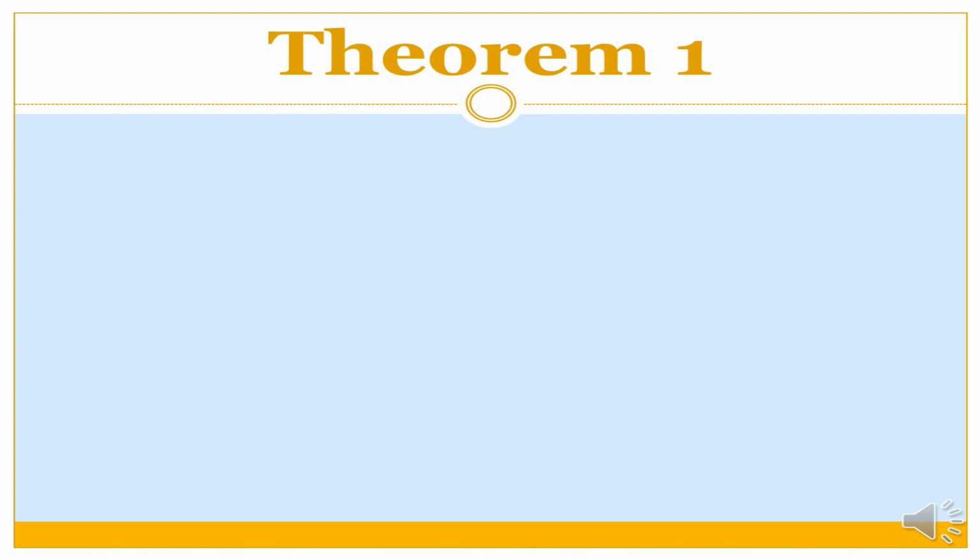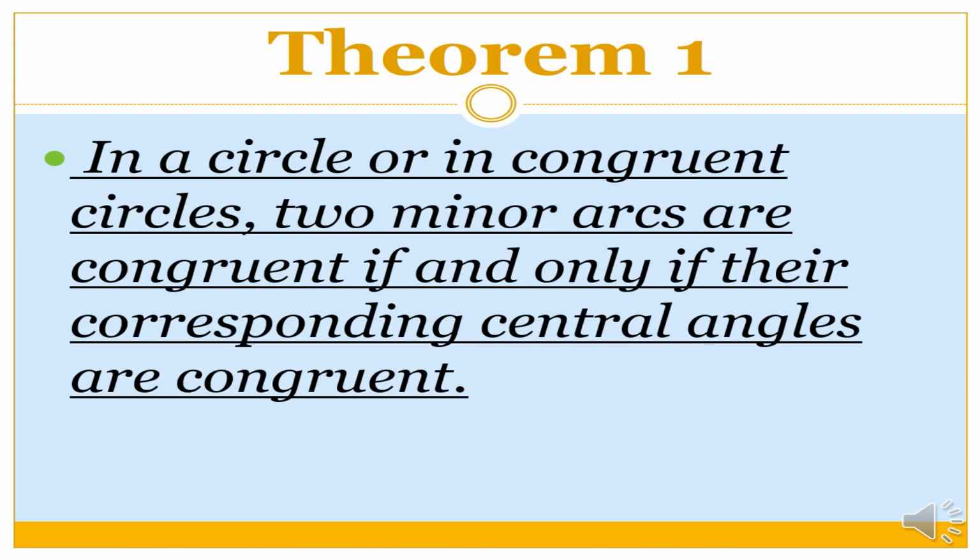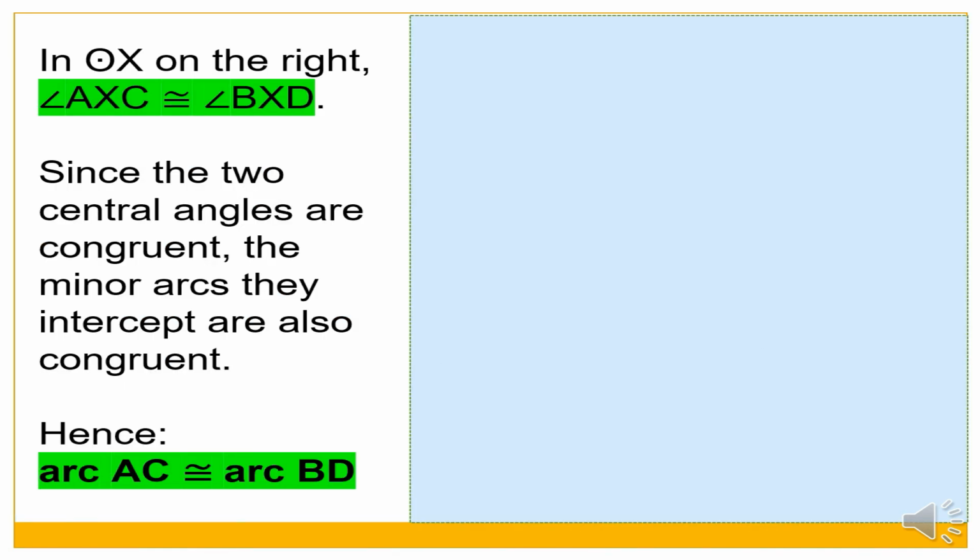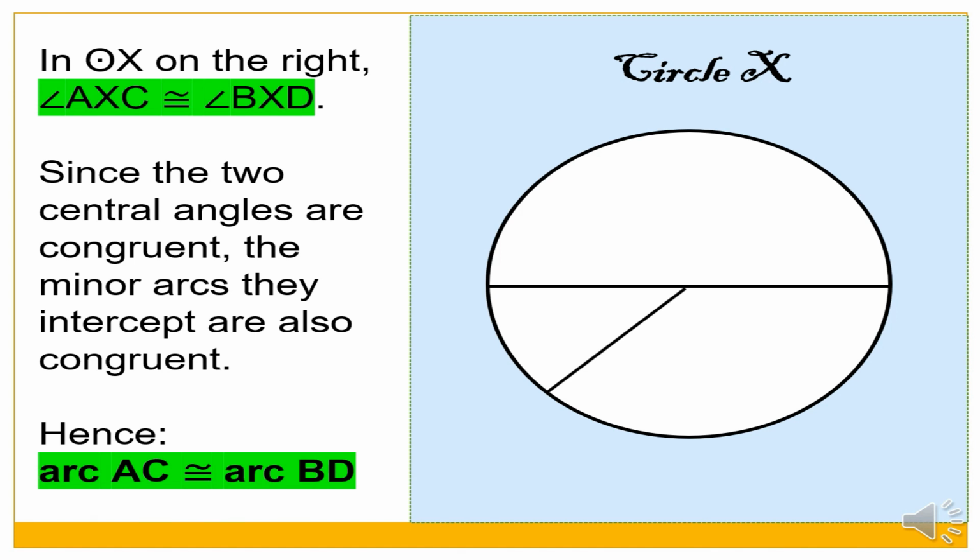To start, let's have theorem number 1. In a circle or in congruent circles, 2 minor arcs are congruent if and only if their corresponding central angles are congruent. To illustrate, let's have the given circle X on the right.